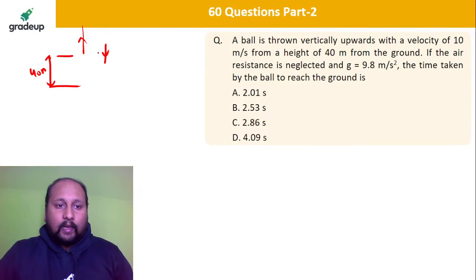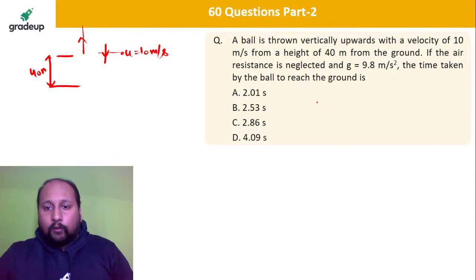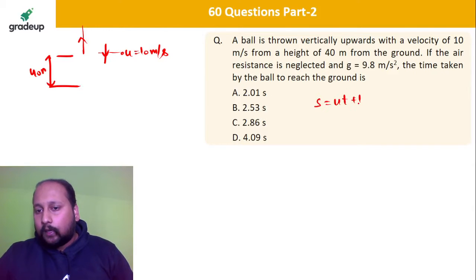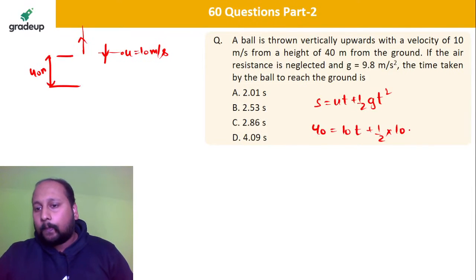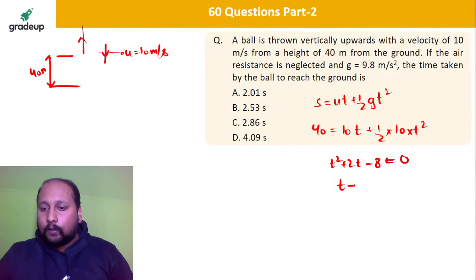So definitely it will have a velocity at this position equal to 10 meter per second. So you can calculate S is equal to ut plus half at square, half gt square. When the ball is moving downwards, this is 40, u is 10, this is t plus half into, let's take 10, let's calculate the round off value, into t square. So this will be t square plus 2t minus 8 is equal to 0. Okay, absolutely correct. So t plus 4t minus 2t minus 8 equal to 0. So this is t plus 4 into t minus 2. So t is equal to 2 seconds.